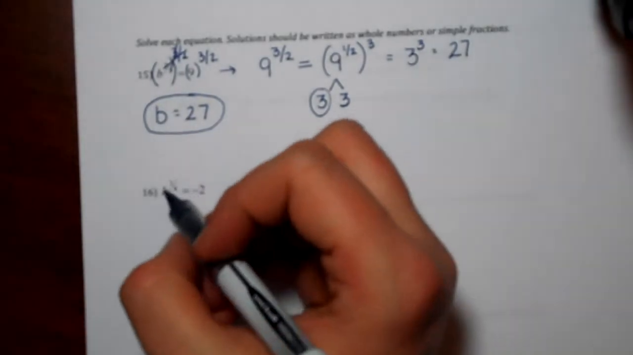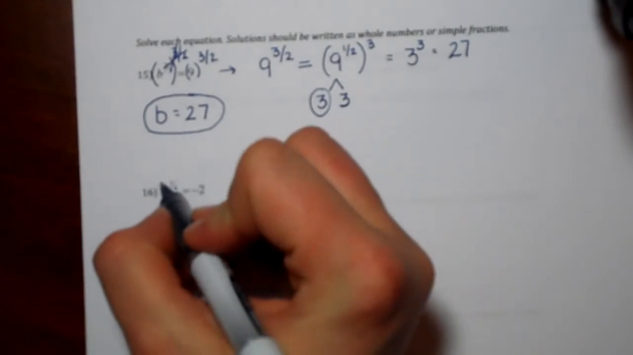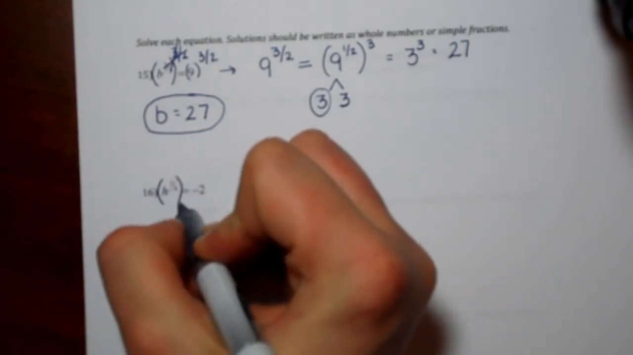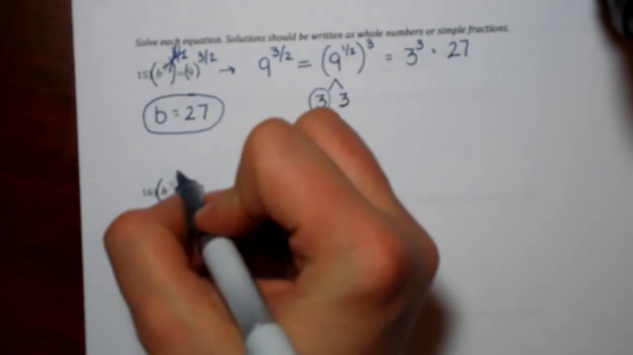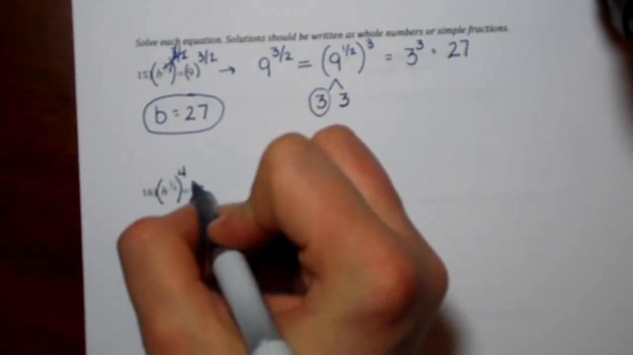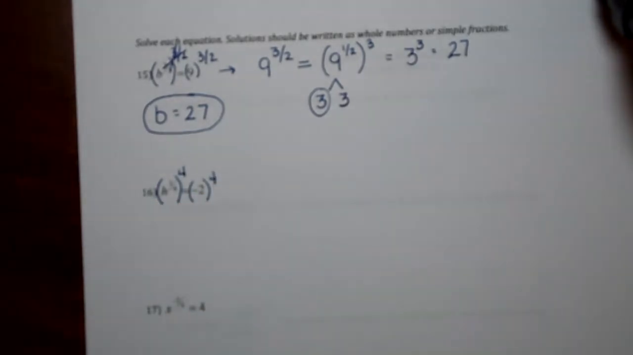Let's do something similar with number 16. I need to somehow get rid of that 1/4. So I will raise to the power of the reciprocal. The reciprocal of 1/4 is 4/1, otherwise known as just 4. Okay, which means I'm going to raise the -2 to the power of 4 as well.